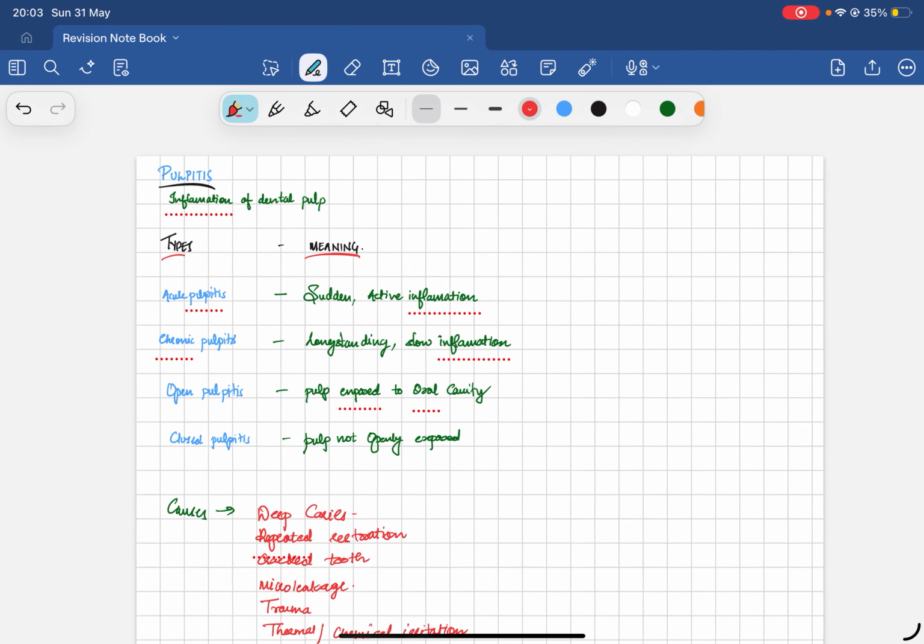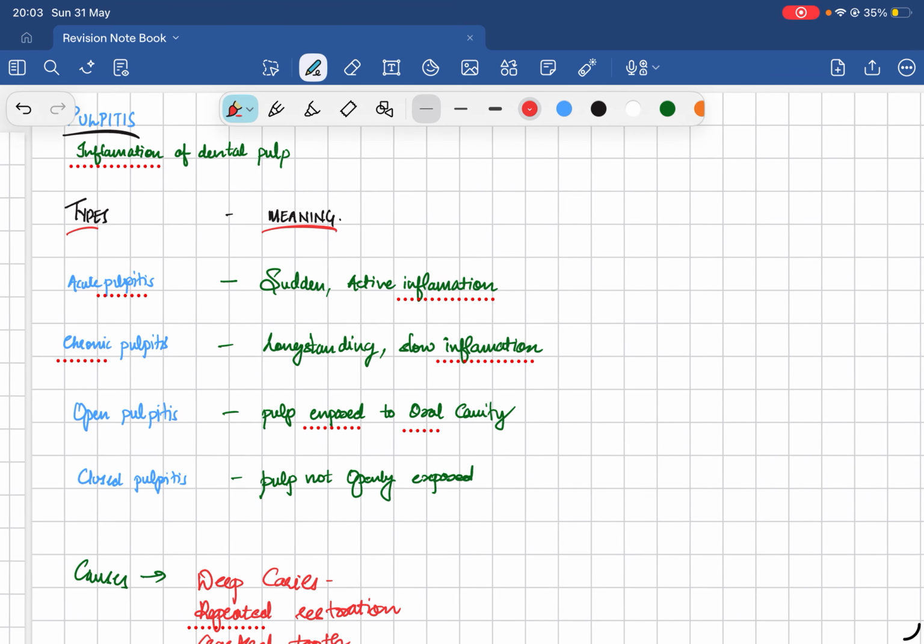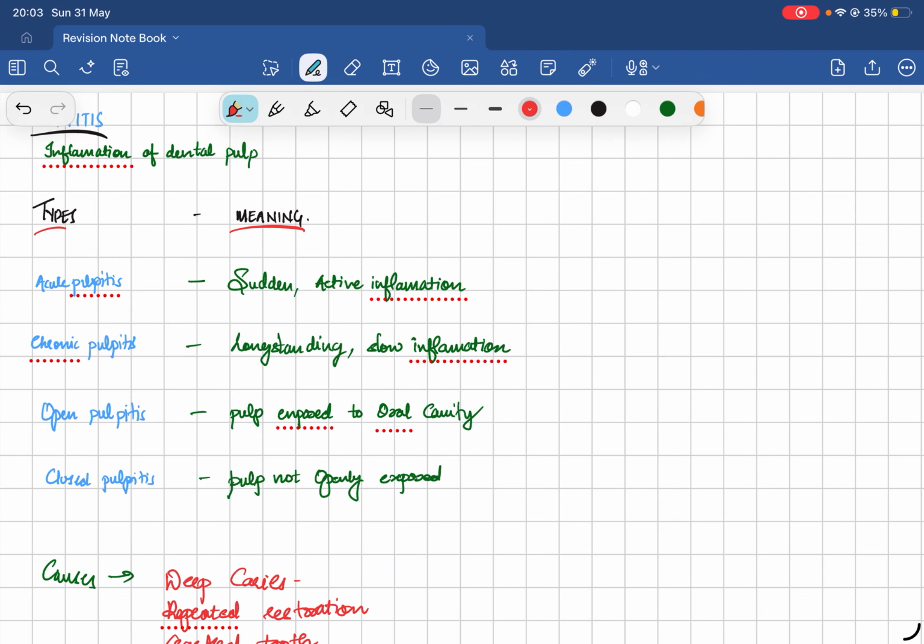So the main thing is, what is pulpitis? Pulpitis is the inflammation of the dental pulp. What are the types and meaning? There are four types of pulpitis. First is acute pulpitis, chronic pulpitis, open pulpitis, and closed pulpitis.